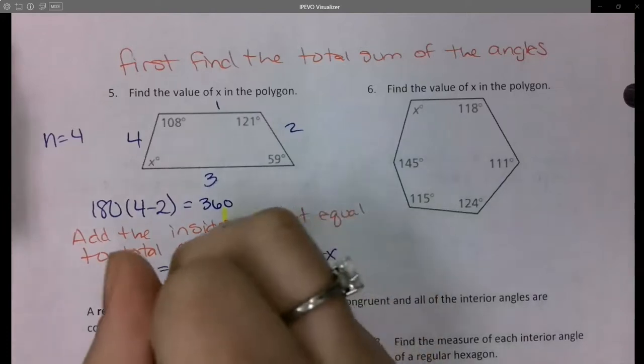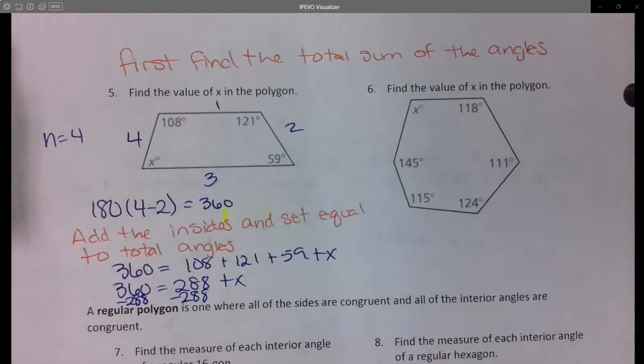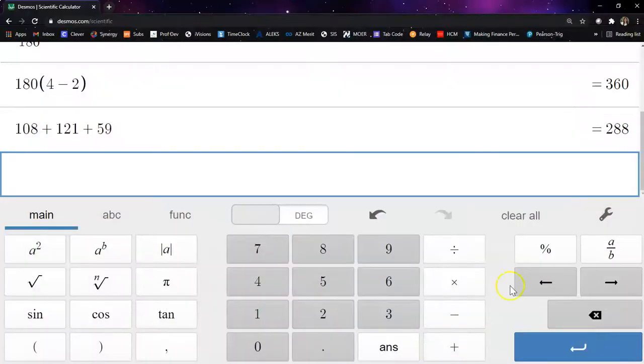Then I want to subtract 288 on both sides. And then I want to type this into Desmos. So I'm going to do 360 minus 288, which gets me 72.